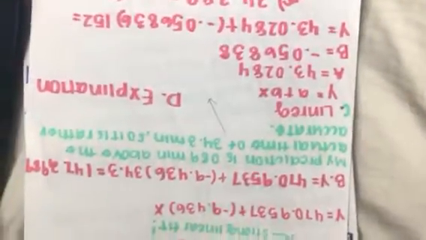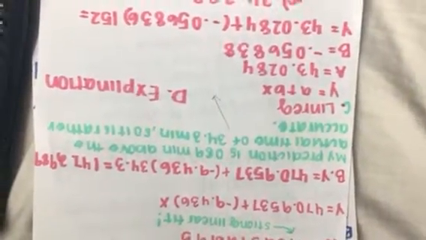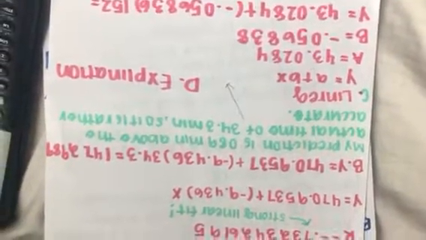Part D says to explain. Sorry, I lost my sheet. Okay, I found it. So it says, explain clearly to someone who knows no statistics. Why does there need to be two different regression lines for part A and part C?